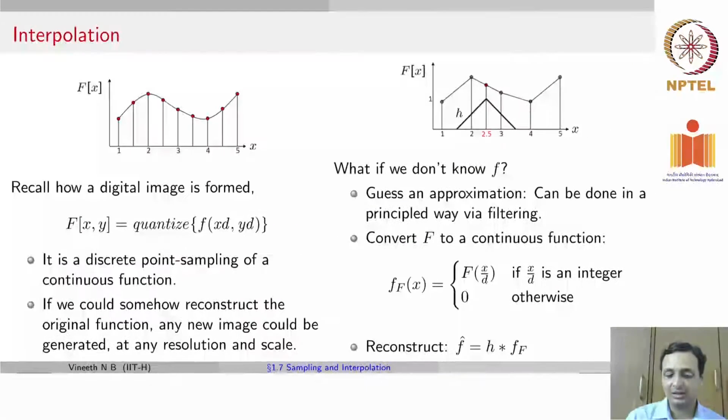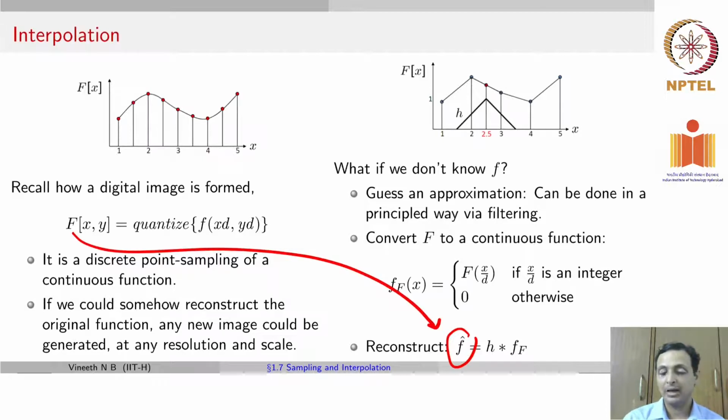So we now try to reconstruct your f hat, which is the resolution at which you want to take f to, by convolving this pseudo continuous image with some filter. But if we have this continuous function f sub capital F, can we get some kernel h in such a way that we can construct not the original, but at least an upsampled signal? What do you think h should be?